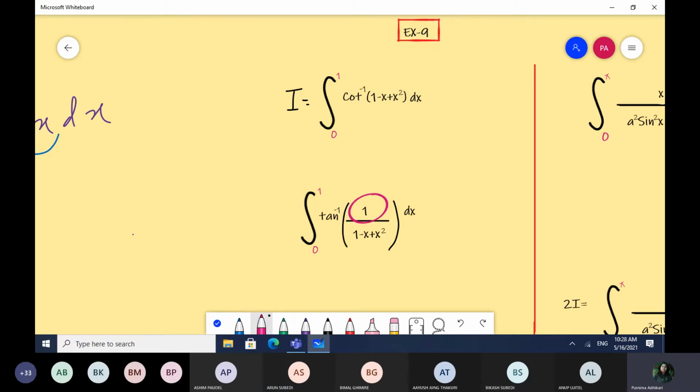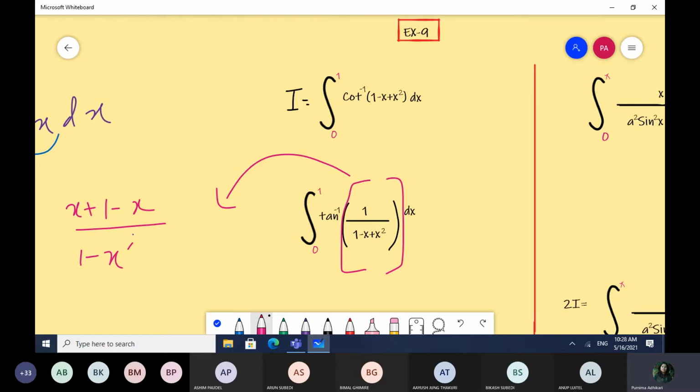Let's write this expression in this way. In the numerator, we can write it as x plus 1 minus x, and in the denominator we can write it like this. Observe it. What happened? The numerator doesn't change; we have just simply added x and subtracted x. And in the denominator, we have taken minus x common from this expression, and you are left with 1 minus x. So what do you observe?